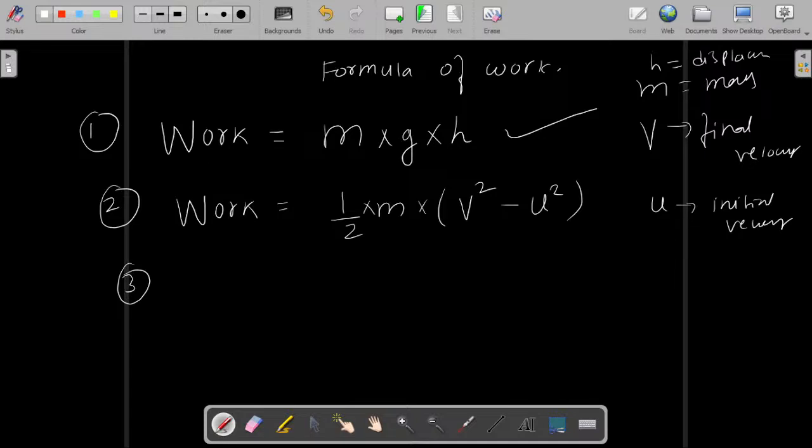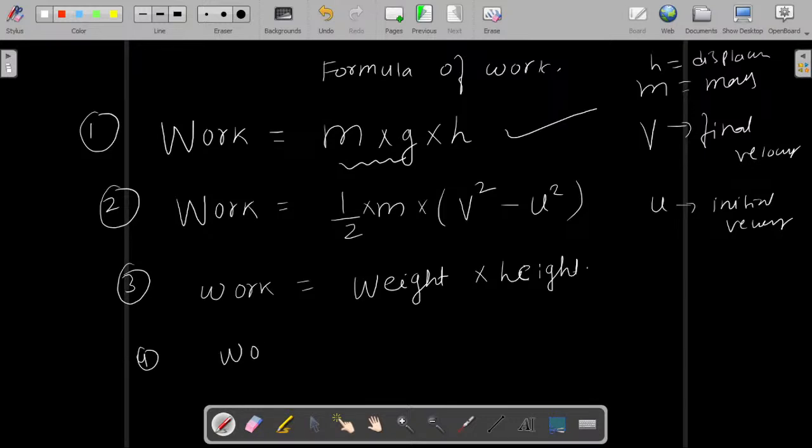So these are two formulas. Third formula you write down, work is equal to weight into height, because mg is the weight. According to the given condition we have to use the formula, weight into height. Fourth formula you write down, work done is equal to change in kinetic energy. This I will discuss later. You just write down, this is change in kinetic energy.